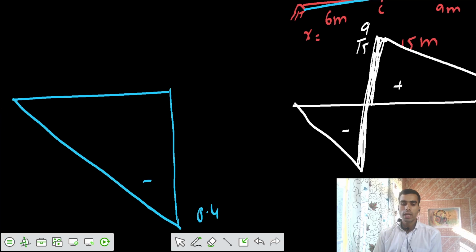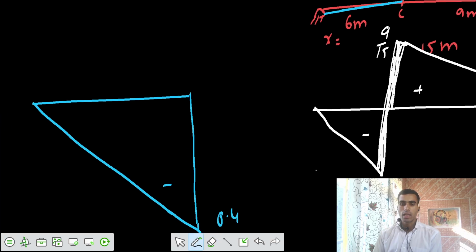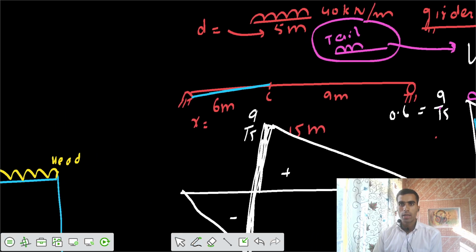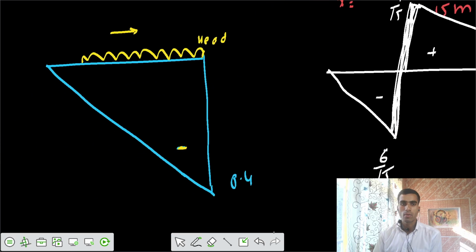5 meter, so I can place the entire length. I had to ensure that the head of the UDL is at the section itself, because it's moving in this direction, so I have to keep the head. This is the head. You can write head for the negative, and for the positive you can write tail, in order to remember that. So head here, intensity of 40, length of 5.